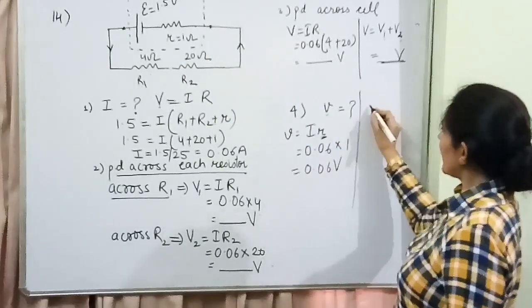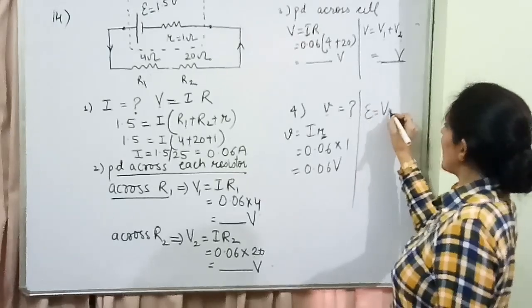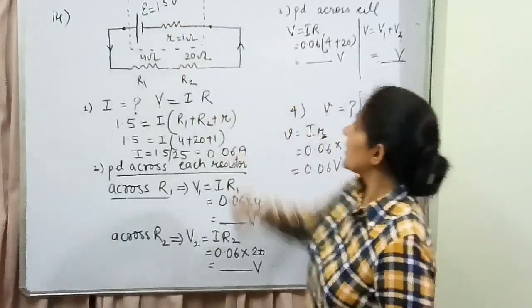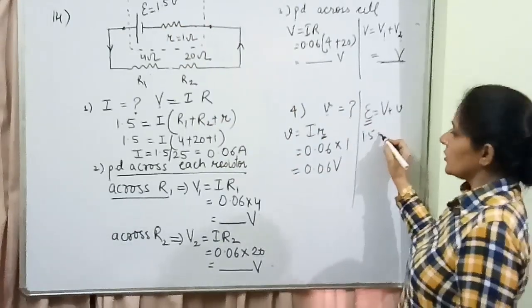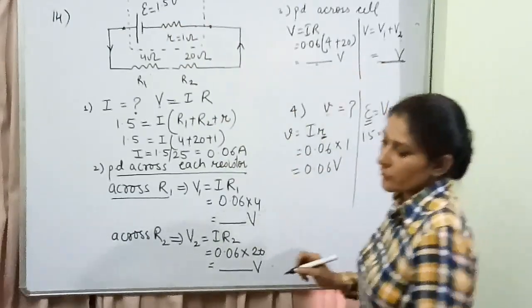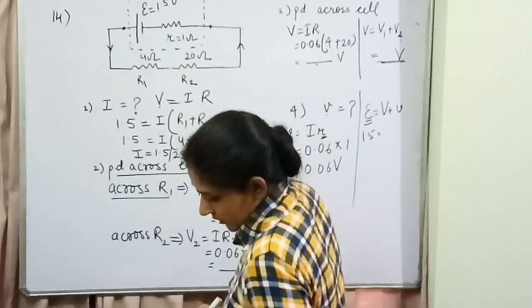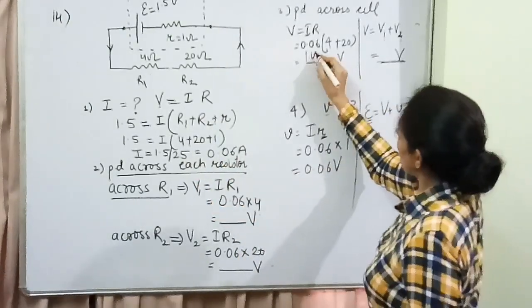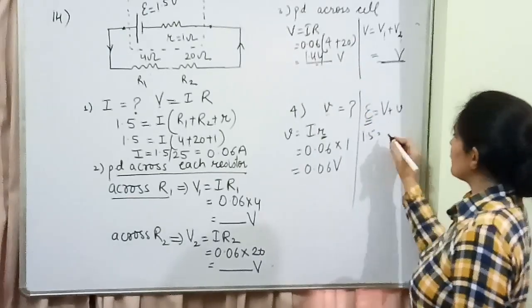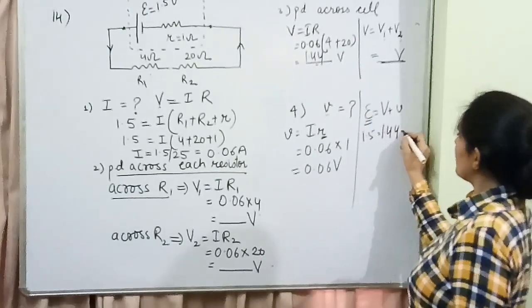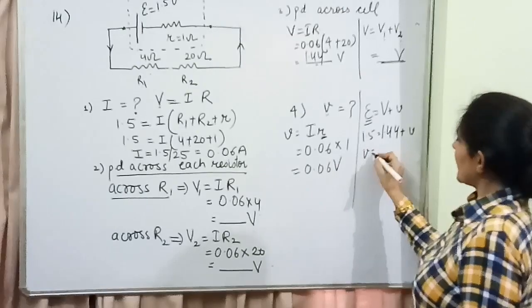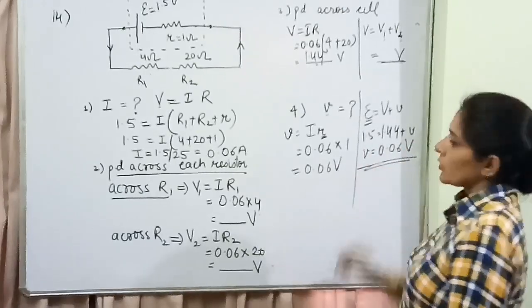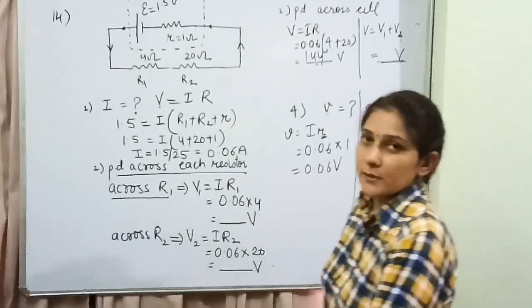Or what can you do? You can write it E is equal to V plus V. E's value is given to you as 1.5. Here it is given 1.5. Total V you calculated in this part. Total V what we calculated, that we get as 1.44 volt. After calculation you can get 1.44 volt. This is 1.44 volt plus V. So when you will subtract again you get 0.06 volt. So anyway, whatever you feel comfortable you can use that.